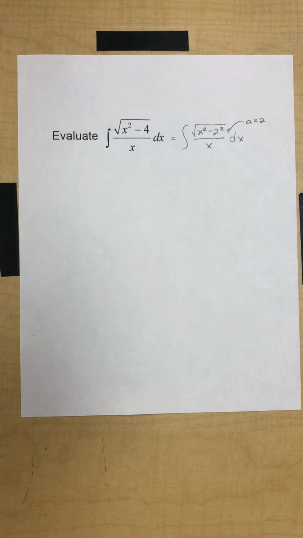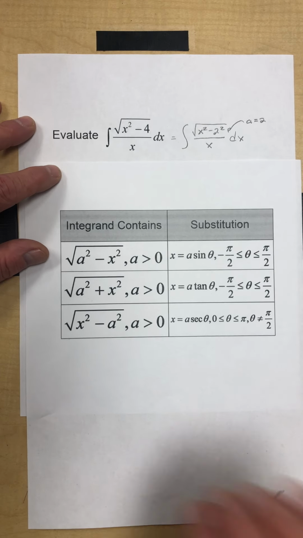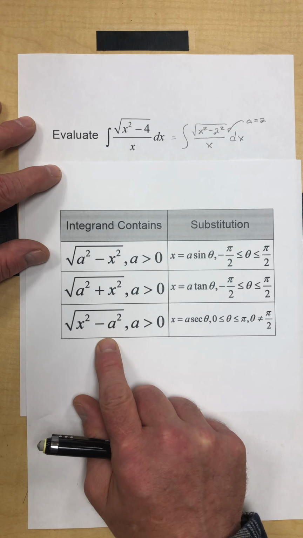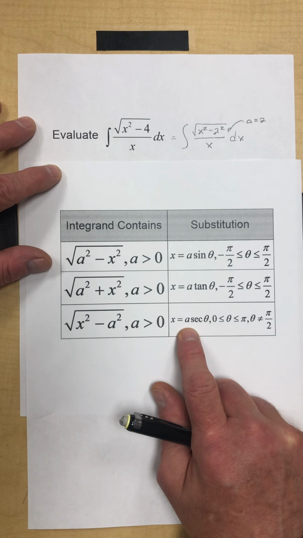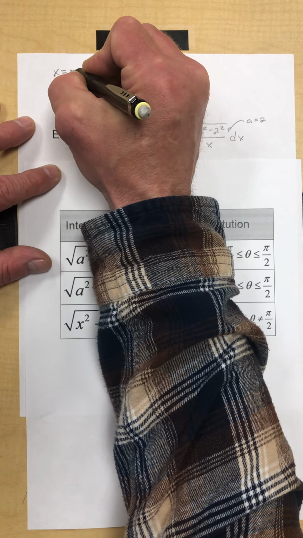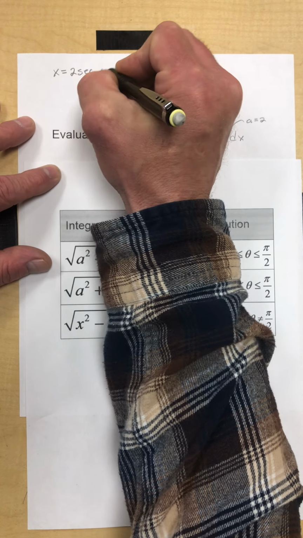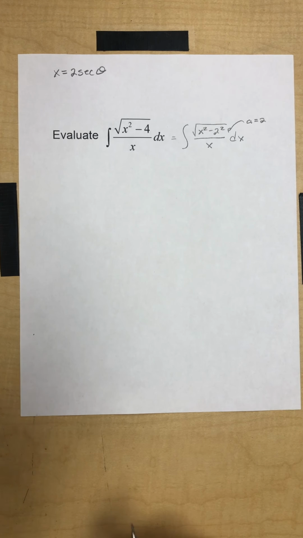Okay, so we go to this sheet right here. We say, okay, what am I going to use? Well, it's got to be this guy right here. So we're going to substitute for x, a, which is 2 secant of theta. So x equals 2 secant of theta.